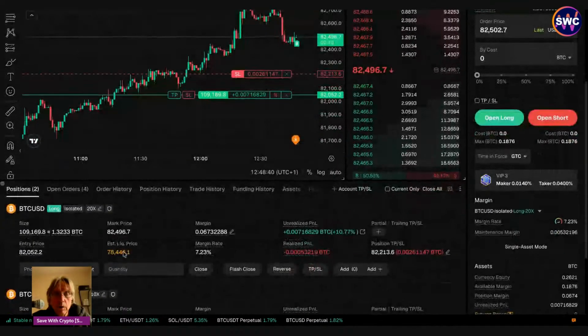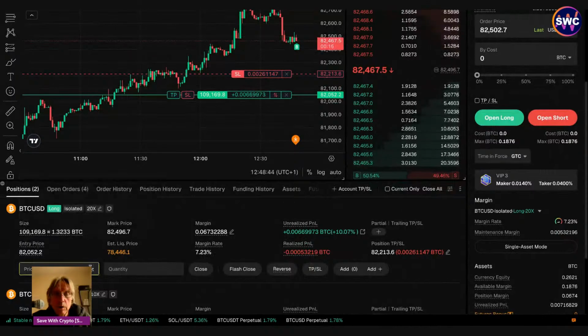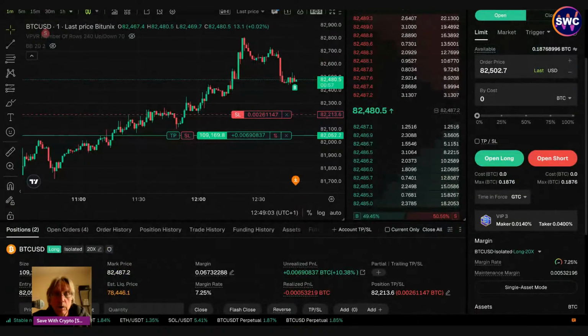So now that's quite big now, and that's like 1.32 Bitcoin, which is $109,000 position size. So yeah, okay, it'll probably come down now. But yeah, that's all right. Just want it to go back up now. Let's go back to the chart.